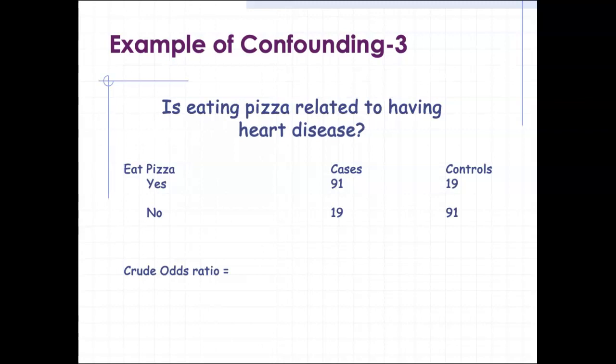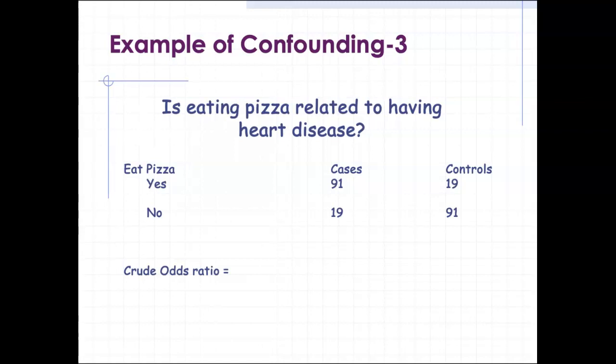So let's start out with the information that we have in this scenario. Let's say that we are interested in understanding the relationship between eating pizza as our exposure and heart disease as our outcome variable. We know that pizza isn't often the healthiest food to eat, so we might hypothesize that people who eat pizza are going to be more likely to have heart disease. So let's say that I went out and I conducted a case control study to try and answer this question.